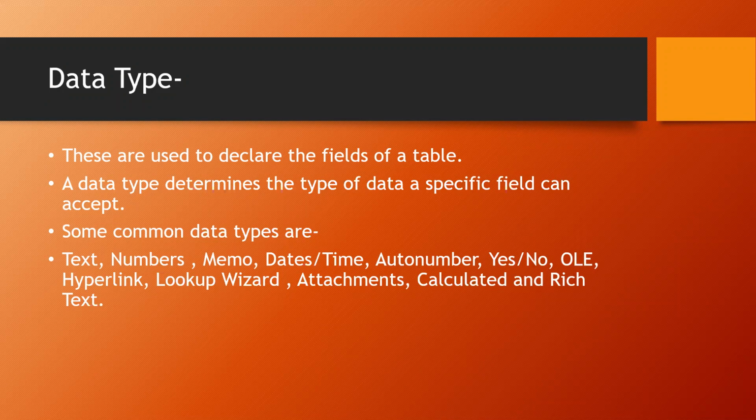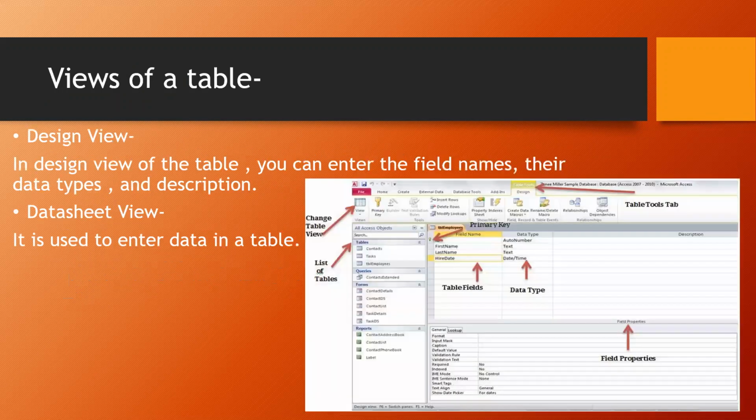All right. So as I told before, you can learn all these from page number 39 in your book. Next is views of a table. Children, we have two types of views. One is the design view and one is the data sheet view. In design view, it is basically used to enter the field names, their data types and the description.